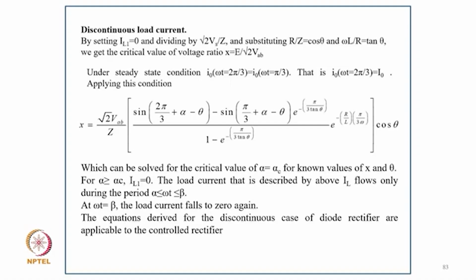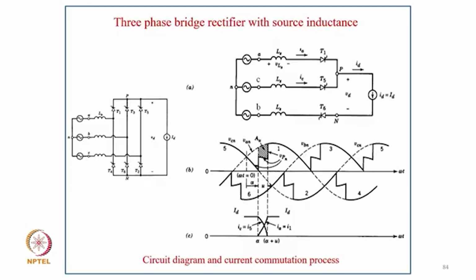For alpha greater than alpha c, the IL1 equals 0. The load current flows only during that period, here omega t from alpha to beta, and at omega t equal to beta, the load current falls to 0. Again, the equations derived for the discontinuous case of the diode rectifier are applicable to the controlled rectifier.